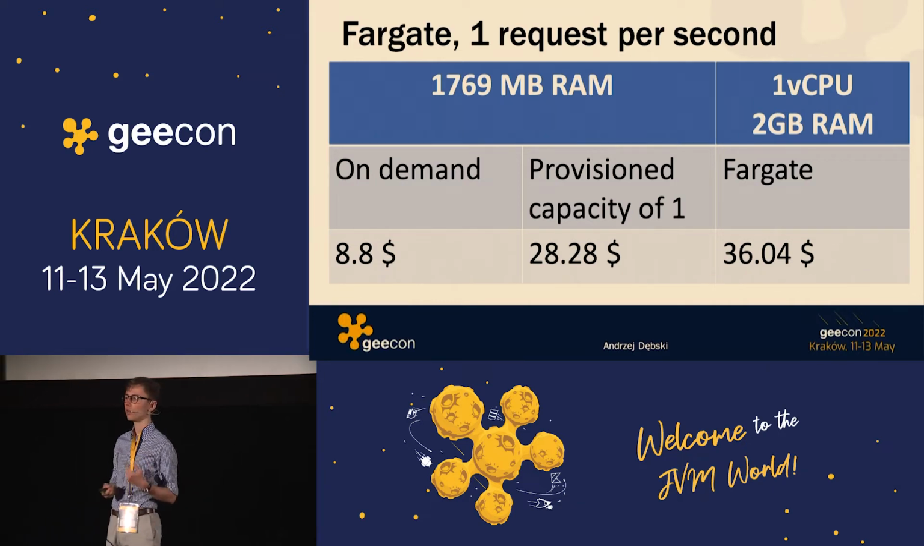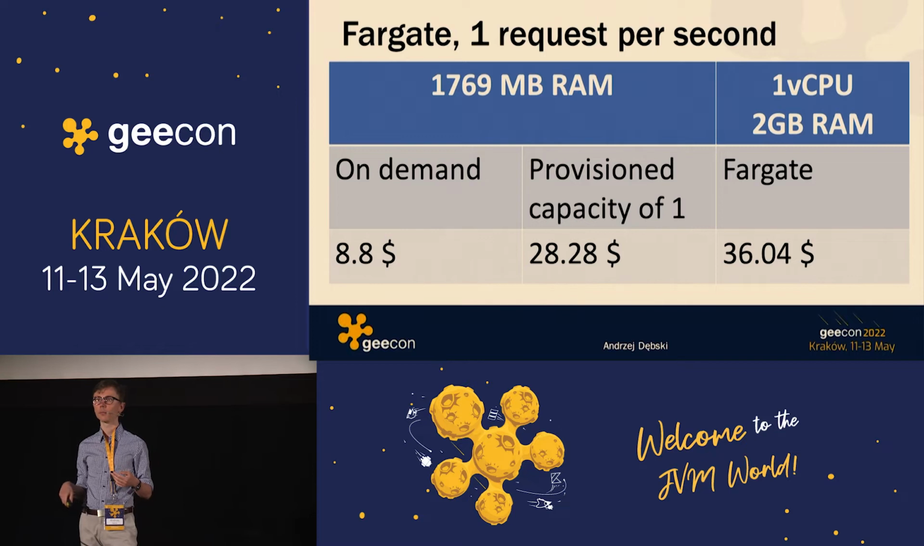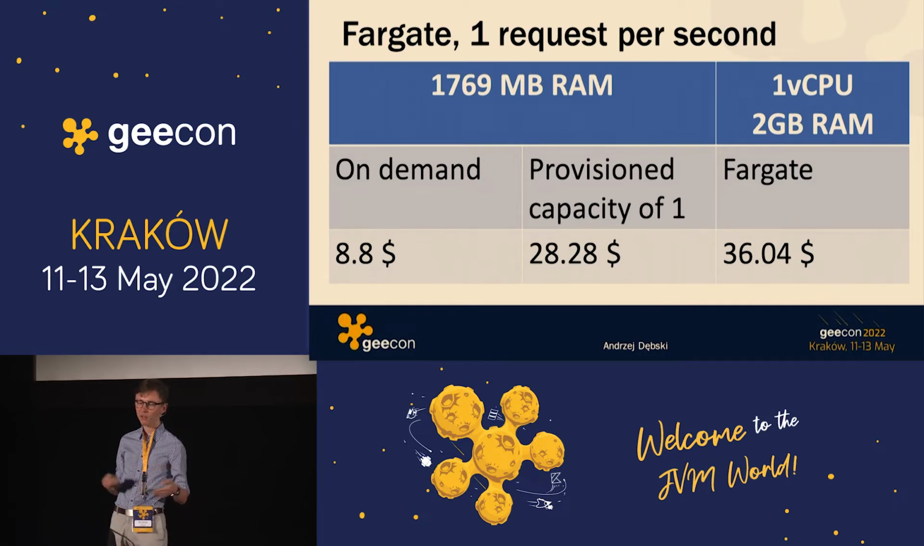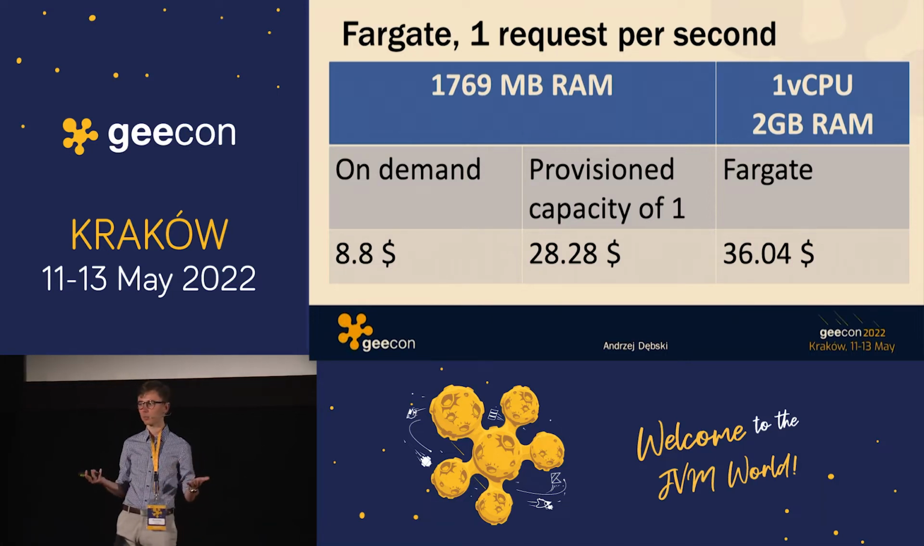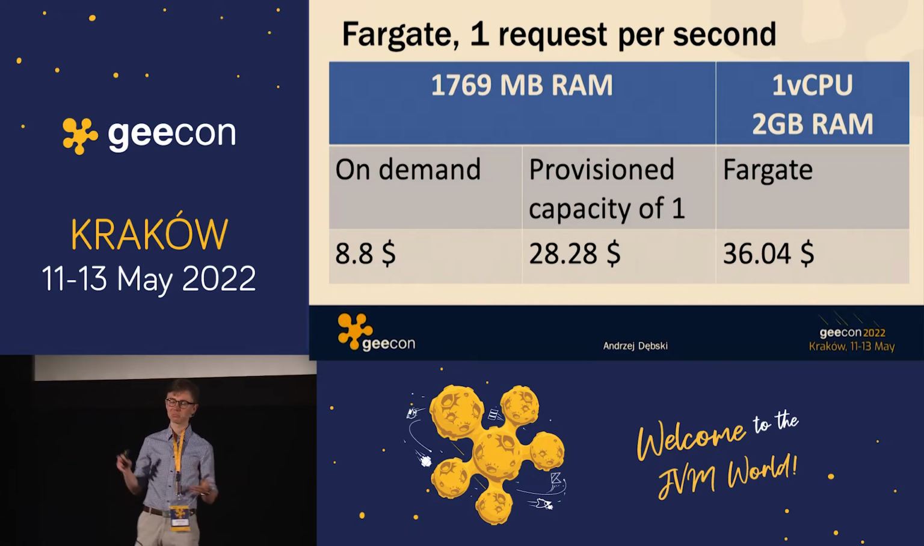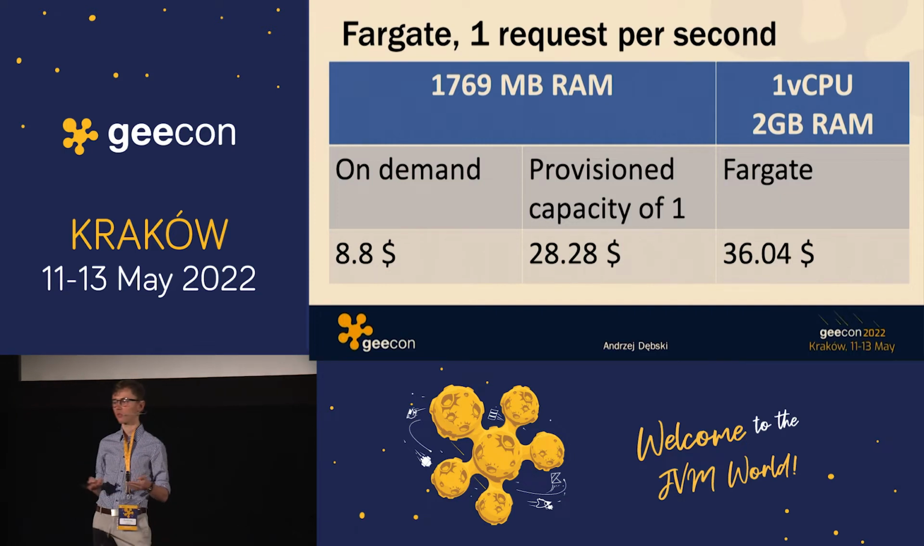Here, the function will have 1,769 megabytes of RAM. That's because, as I've said, the compute power of your Lambda function scales with the amount of memory. And according to AWS docs, this is the amount of RAM you need to give to your function to have the equivalent of one virtual CPU speed. And for Fargate, I'm going to assume one task, one vCPU, 2 gigabytes of RAM. So they should be comparable, more or less.